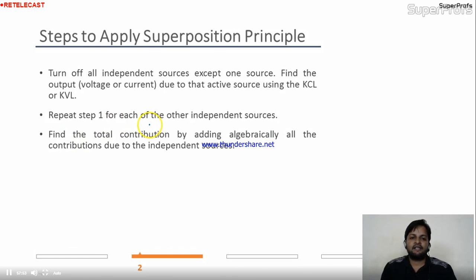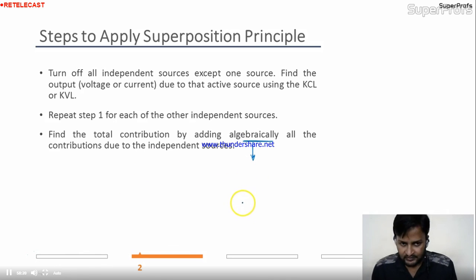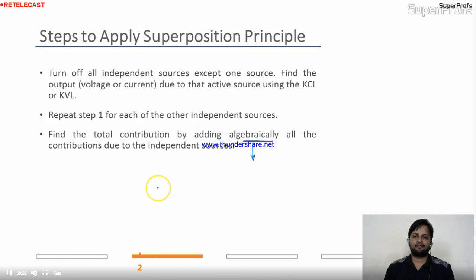Repeat step 1 for each of the other independent sources. Suppose we are having 3 or 4 independent sources in the circuit, so I'll repeat the process for all independent sources and we'll get the individual response of individual sources. At the end, find the total contribution by adding algebraically, means we have to take care of the direction also, of all the contributions of the independent sources. I hope this one is clear to you.